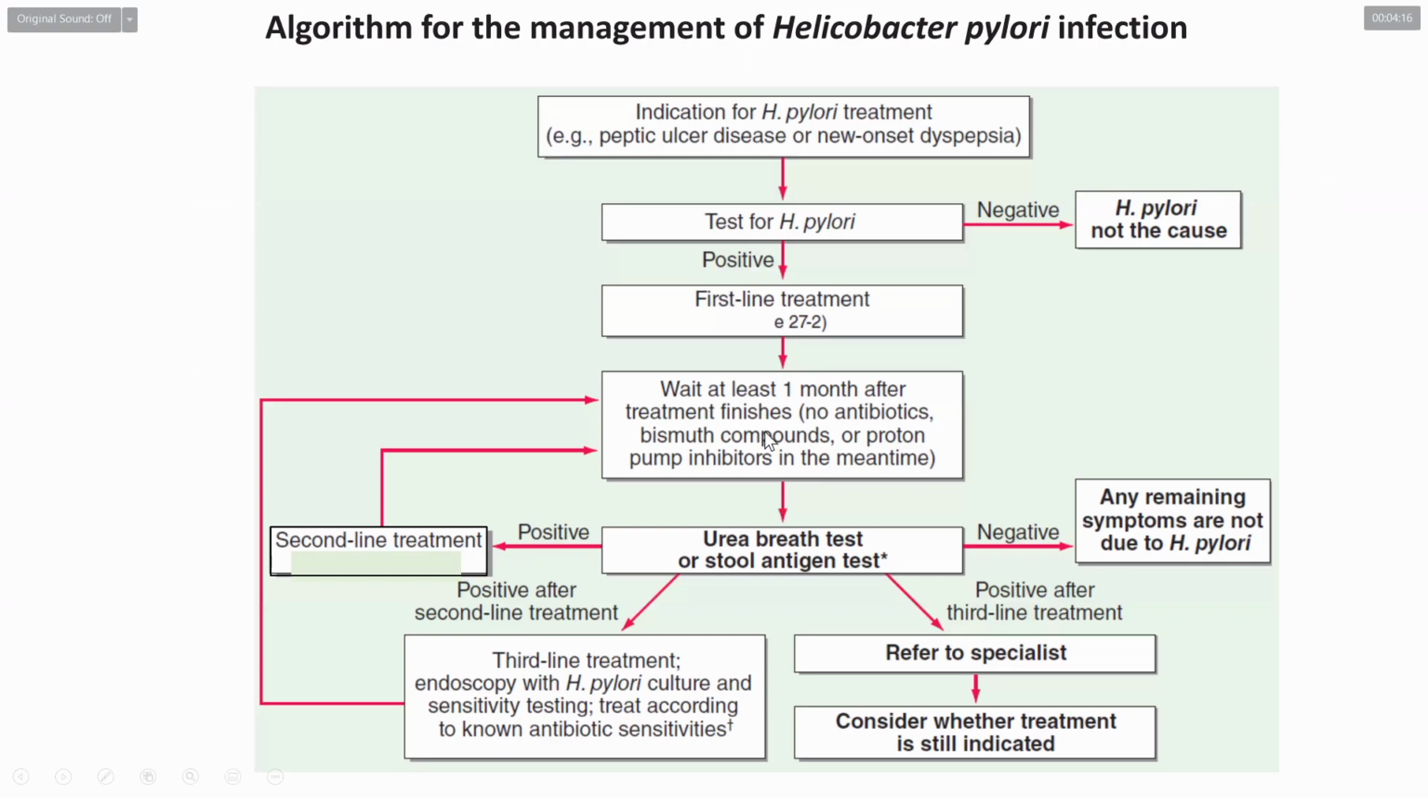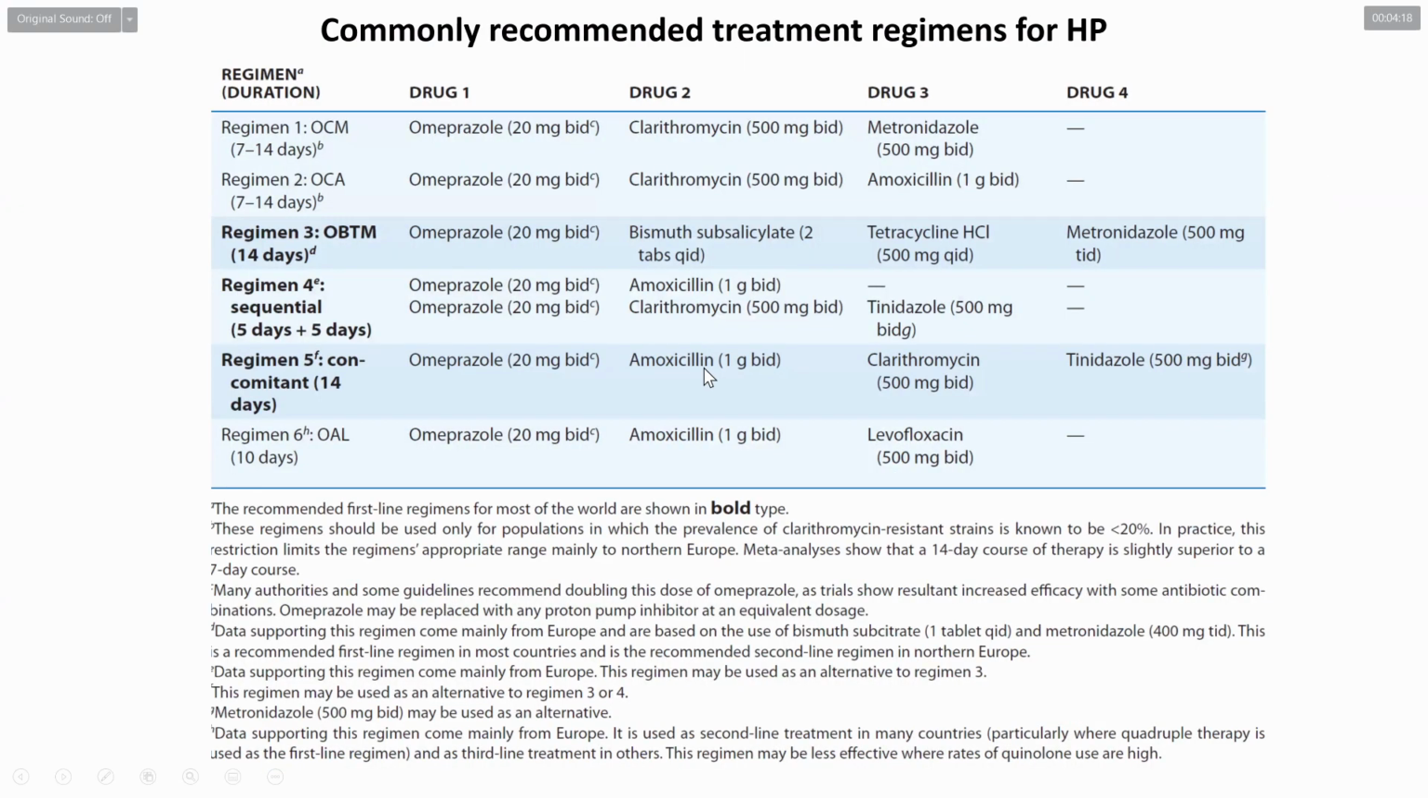Management of H. pylori. You check an antigen test after you've treated H. pylori. How do we treat it? There are many regimens. Quadruple therapy. This is omeprazole, bismuth, tetracycline, metronidazole for 14 days. This is the classical quadruple therapy, and we used to reserve it for severe resistant cases.